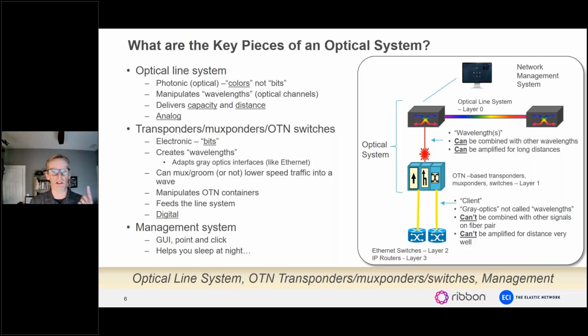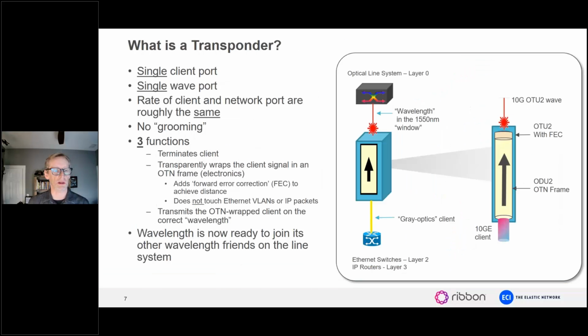So you have to convert it to a wavelength, and it generally can't be amplified for distance very far. So if your problem is distance and capacity, you have to take that client optic, turn it into a wavelength, and then that wavelength is handed to the line system where it can be combined with other wavelengths and can be amplified for long distances. So those are the three portions of the system to remember.